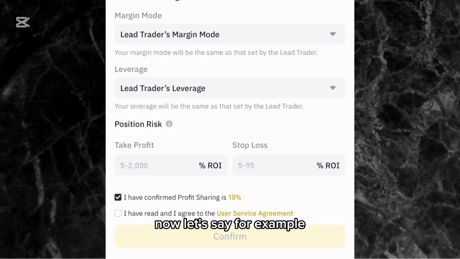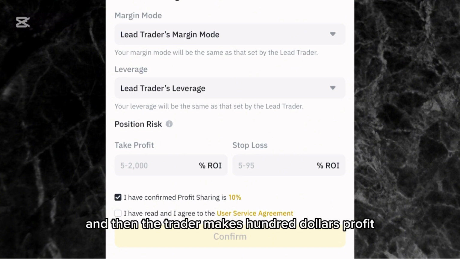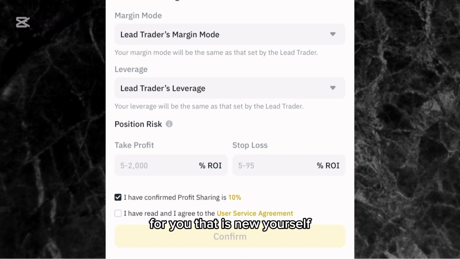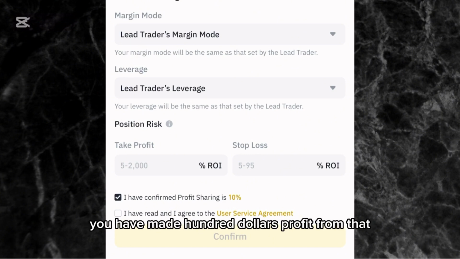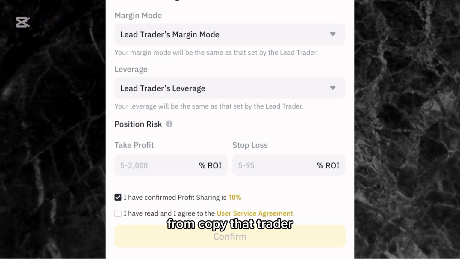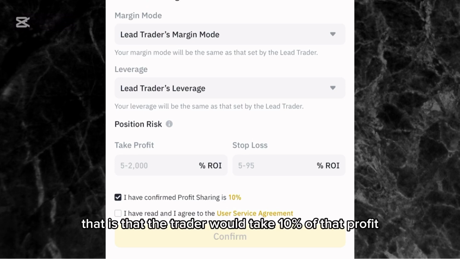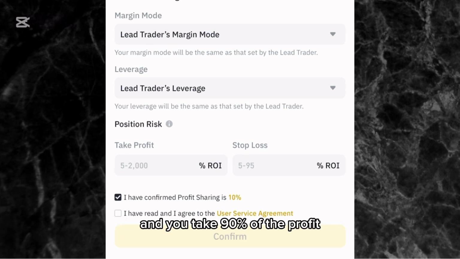Now, let's say, for example, the trader takes a trade and you also follow the trader, and the trader makes $100 profit for you. That is, you yourself have made $100 profit from copying that trader. That means the trader will take 10% of that profit and you will take 90% of the profit. So out of $100, the trader will take $10 and you will take $90. I hope you understand that.